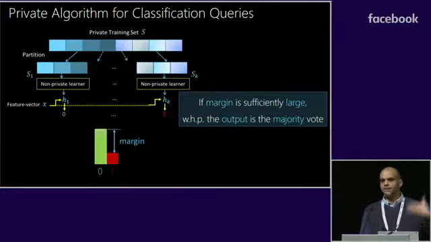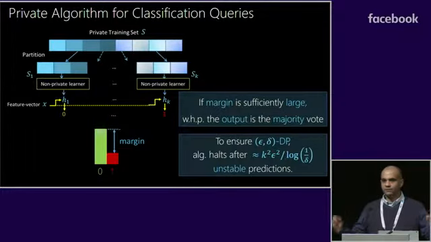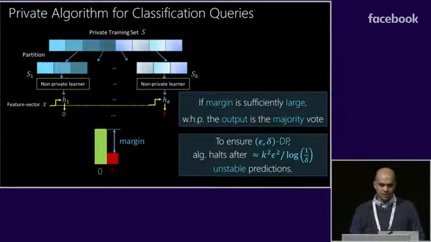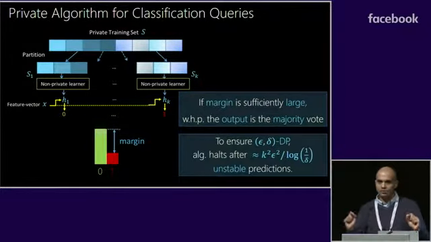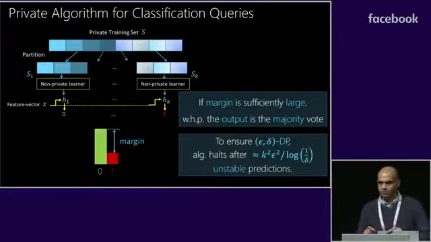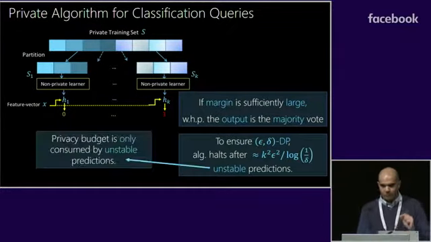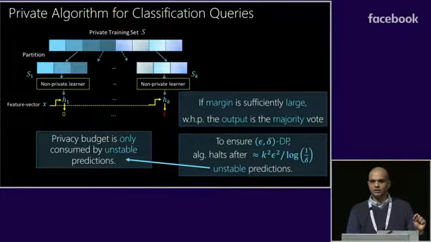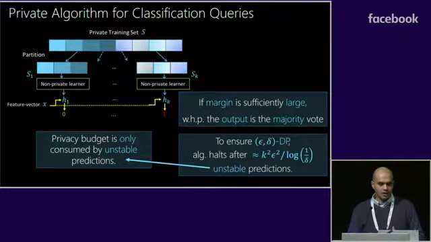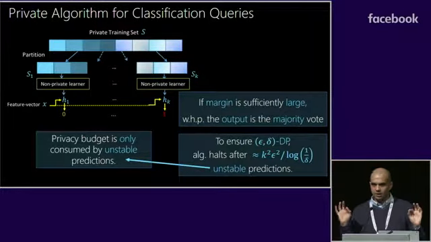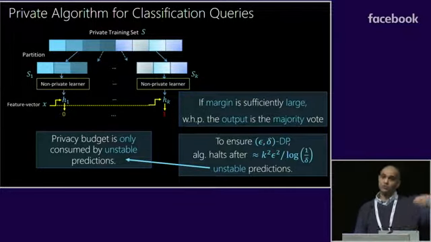Now, this procedure is repeated for every input query, every input feature vector. However, to ensure epsilon-delta differential privacy for the entire sequence of input queries, our algorithm has to stop after roughly about k squared over epsilon squared unstable queries or unstable predictions. So one important aspect about this construction is that the privacy budget is consumed only by unstable queries or unstable predictions. No privacy cost is incurred for the stable queries, and that's what mainly allows us to answer more queries than prior approaches.